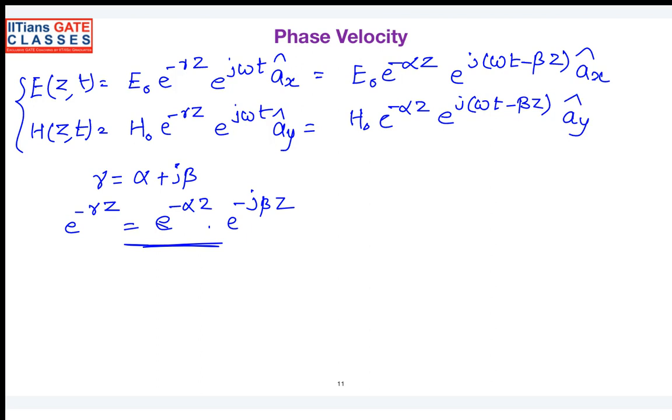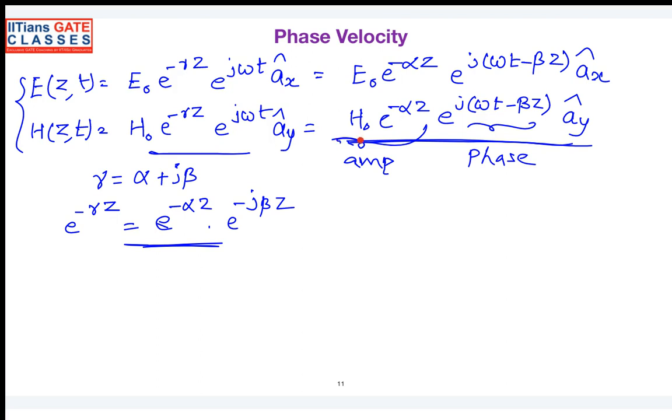I think I have also explained why I write these equations in this form. If you look at these equations, it is very easy to identify which is the amplitude part and which is the phase part. The first part represents how the amplitude of the signal varies, and the second part is how the phase varies. So let us make a note here: the phase of the electromagnetic wave varies with respect to time and varies with respect to distance.